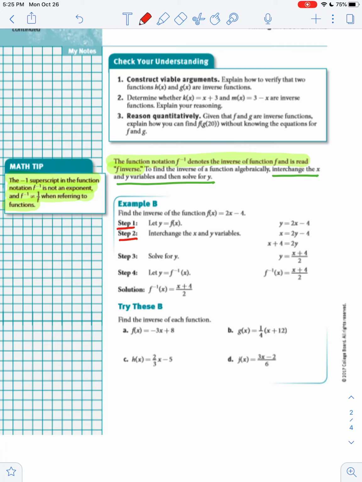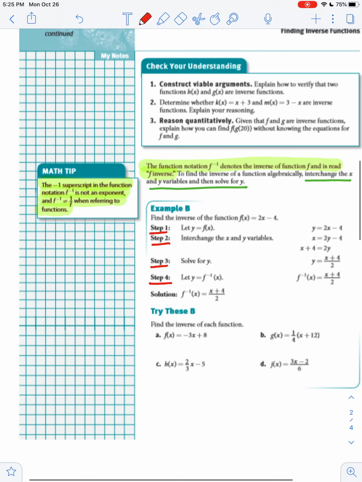We start by letting y be in place of f of x. So wherever you see a y, you'll replace it with f of x. Then we're going to interchange the x and y, or switch x and y. Solve for y, and then replace it with notation, but this time using the inverse notation.